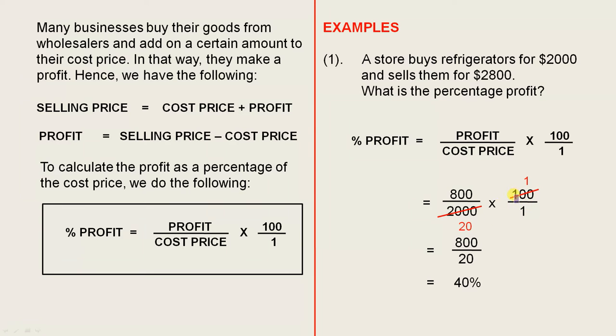Now here's our working. 100 into 100 goes once. 100 into 2,000 goes 20 times. So we actually have 800 over 20, which is 40%. So the profit that was made was 40%. And that's as a percentage, of course, the percentage profit.